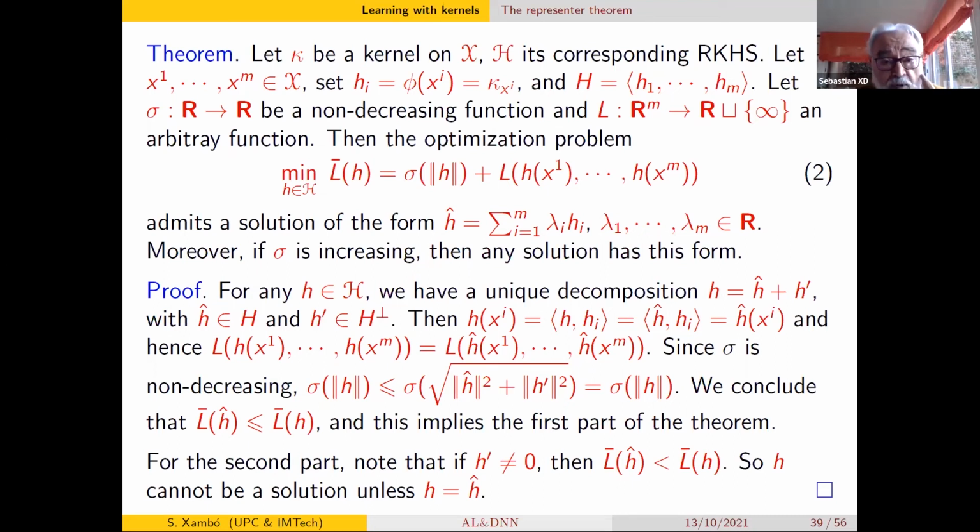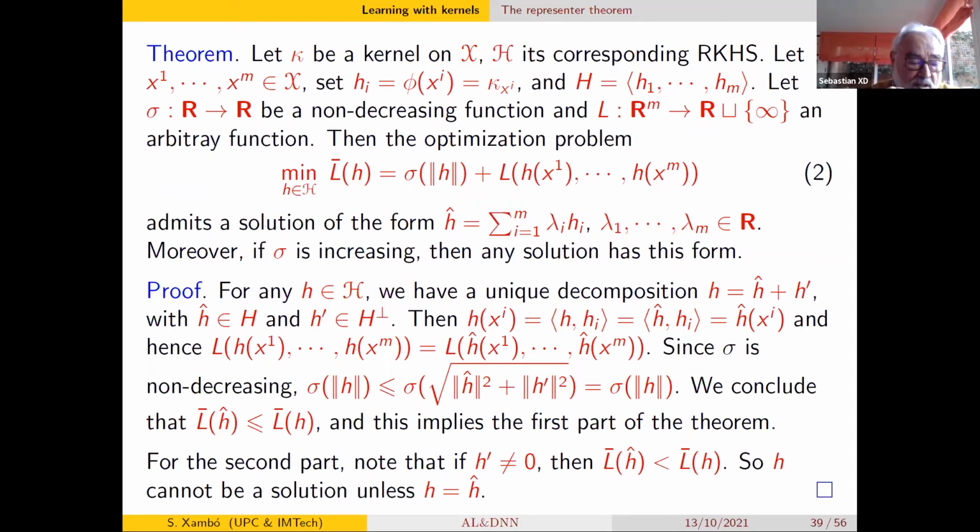Then the optimization problem, which is finding the minimum for h in H of L bar of h, where L bar of h is defined as sigma of the norm of h plus L, the L we have here, of h(x1), ..., h(xm). This minimization problem admits a solution of the form h hat, a linear combination of the hi. I stress this, a linear combination of the hi.